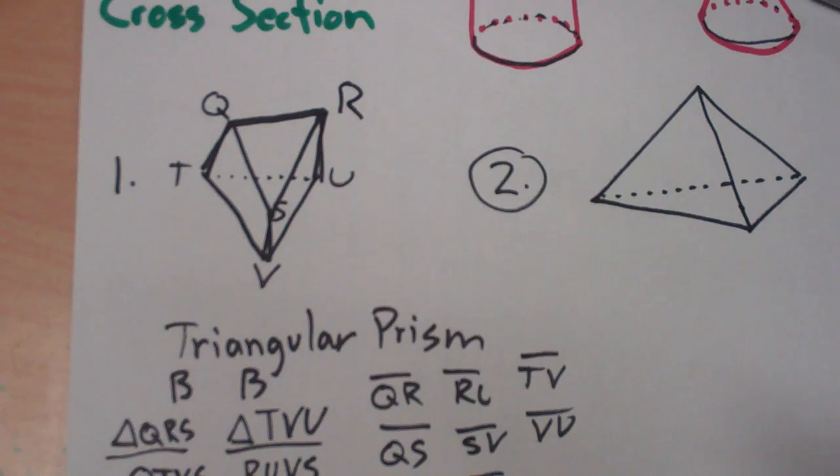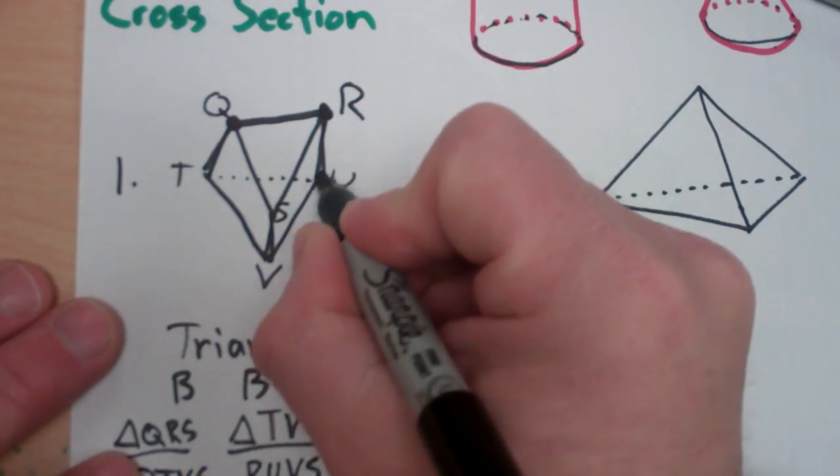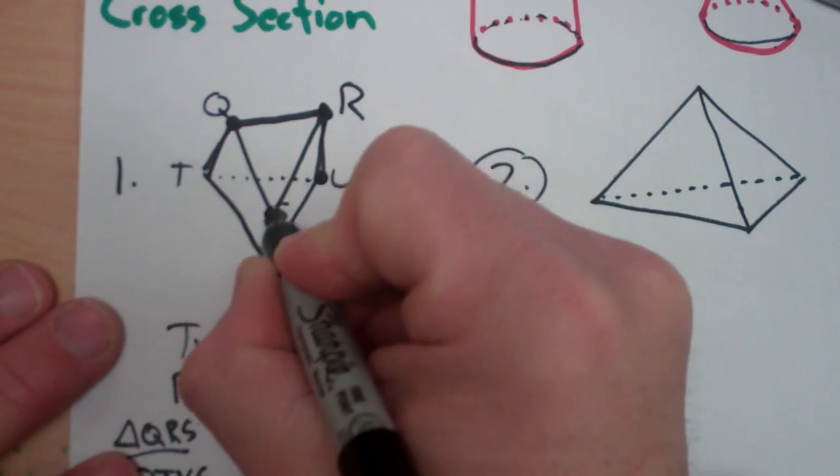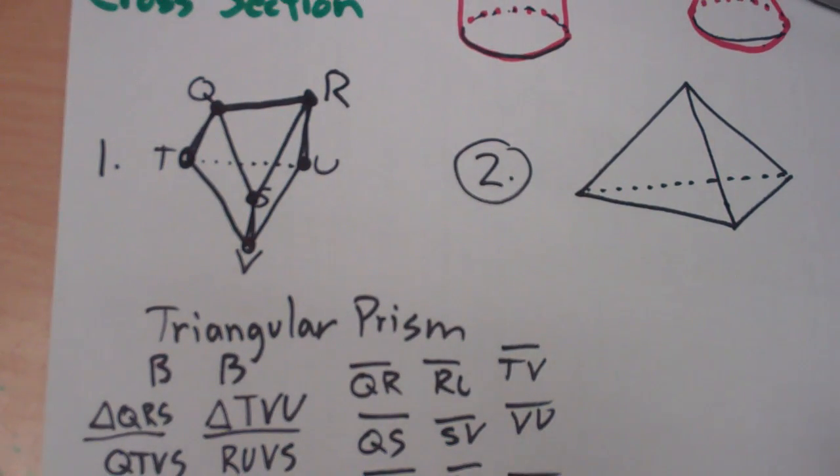It also asks for, what else? Vertices. Well, the vertices are the points. So Q, R, U, V, S, and T. Those are the vertices. And skew lines is another thing that it asks for.